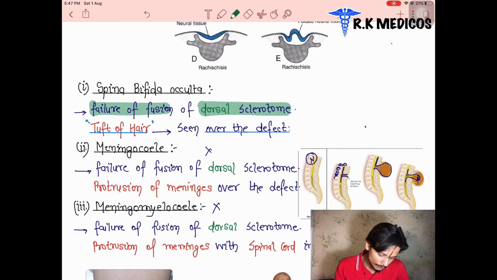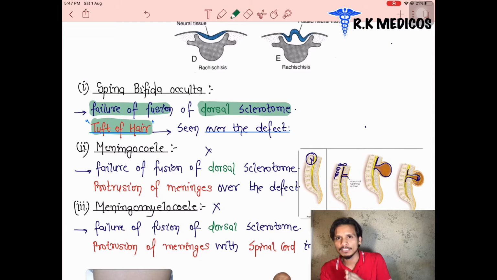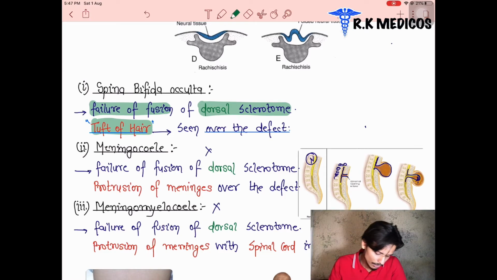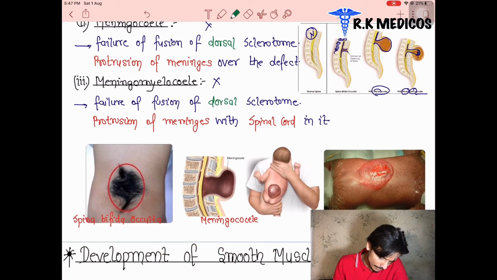In spina bifida occulta, a tuft of hair appears on the back. If any person suffers from spina bifida, that person has hair present on the back. The tuft of hair is present on the body. You can see here that all these hairs appear in the spina bifida occulta patient.